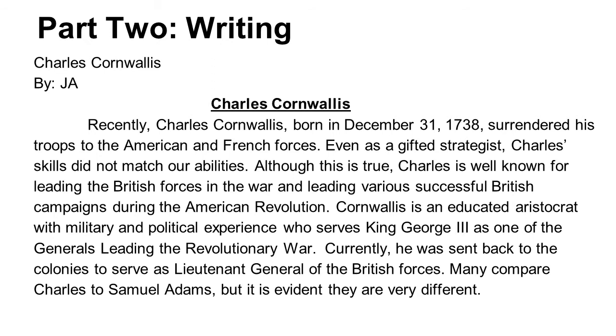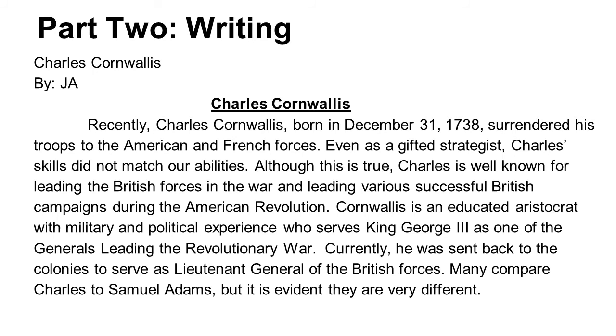Since you are going to be taking a particular side or perspective, you're going to have to throw that in the writing. So in this one from last year, we have Charles Cornwallis, born December 31st, 1738, who surrendered his troops to the American and French forces. Even as a gifted strategist, Charles' skills did not match our ability. You want to show that you are writing from the perspective of whatever side you're writing from. That's really what we're going to be doing. We're going to do a research intro tomorrow, and then you are going to get beeped out by the bell.